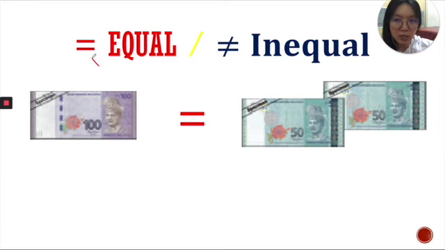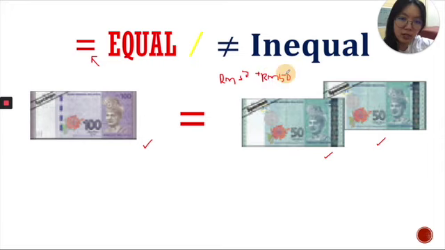What does this equal sign really mean? Equal sign means on my left, let's say I have 100 ringgit, and on my right I have 50 ringgit plus 50 ringgit. So it comes together. On my right I have 50 plus 50. On my right the total is 100 ringgit. So when I have the left and the right the same, I can put an equal sign.